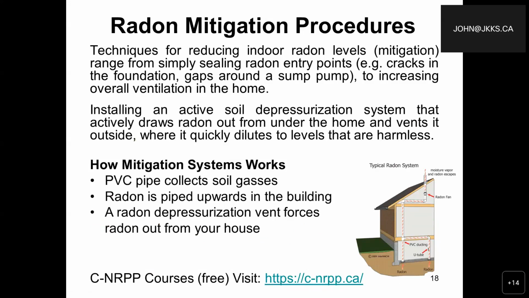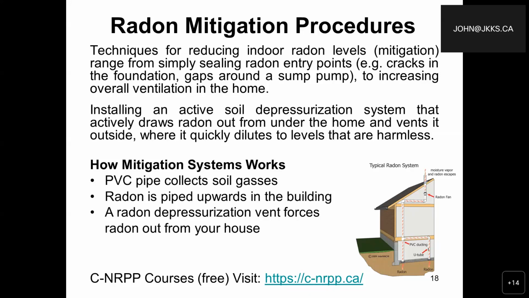But if you're getting into the higher range, and certainly this becomes critical, installing an active soil depressurization system is really the way to go. It's going to actively draw the radon out from under the house or around the foundation system and vent it to the outside. That's what the illustration is supposed to indicate. We see the radon at the bottom foundation area, the ducting and tubing, the radon fan, and it being vented out through the top of the house or through the roof system.